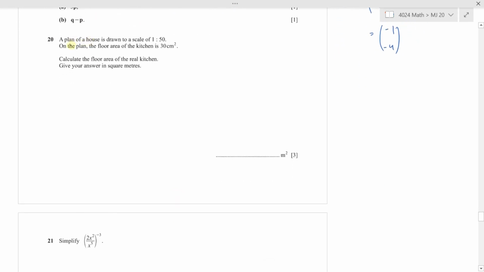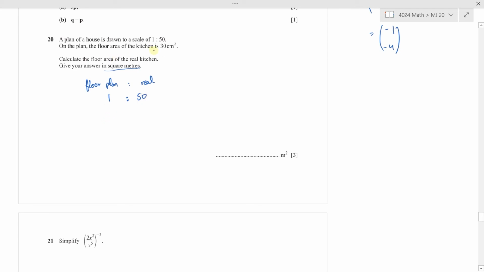Question number 20: a plan of a house is drawn to a scale of 1:50. On the plan, the floor area of the kitchen is 30 centimeters square. Calculate the floor area of the real kitchen. Give your answers in square meters. So you have floor plan, ratio, real. On the floor plan, you have 1 and then ratio 50. Your scale is this 1:50.